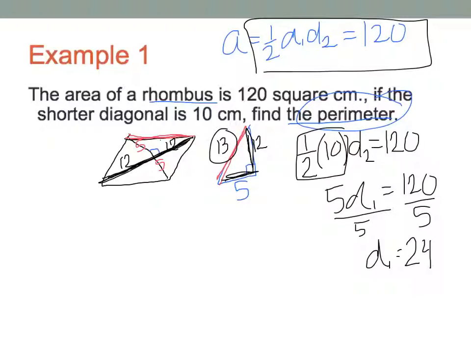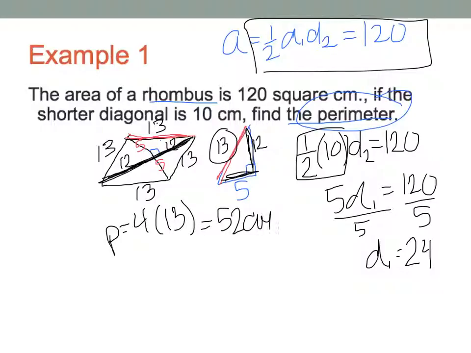Again, it's asking me for the perimeter. So I'm going to write 13 here, 13 here, 13 there, and 13 on my 4th side. So the perimeter equals 4 times 13, and I get 52 centimeters for that.